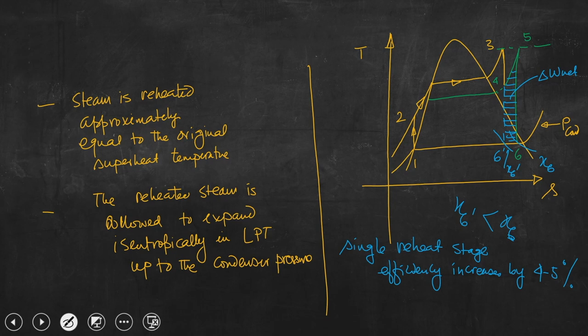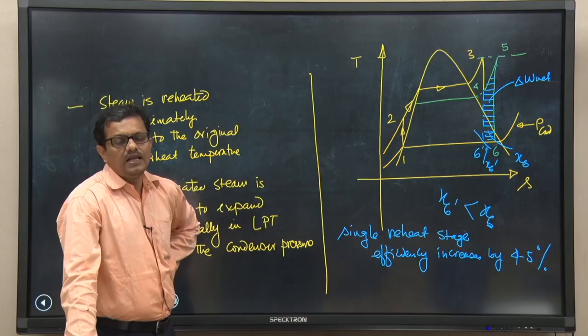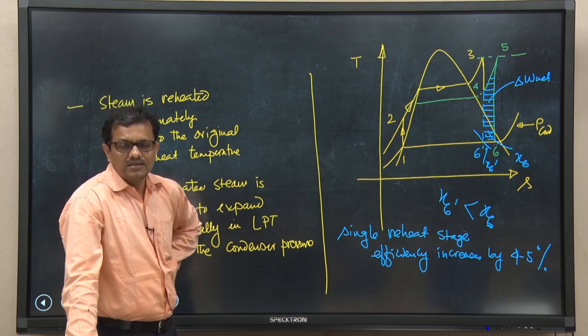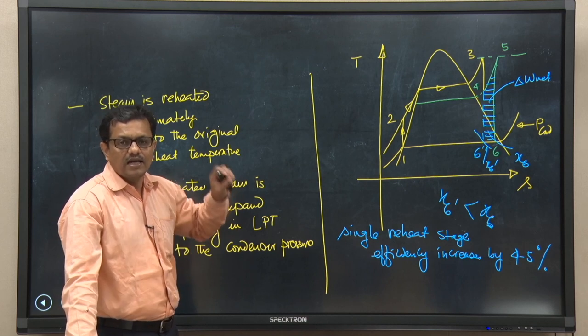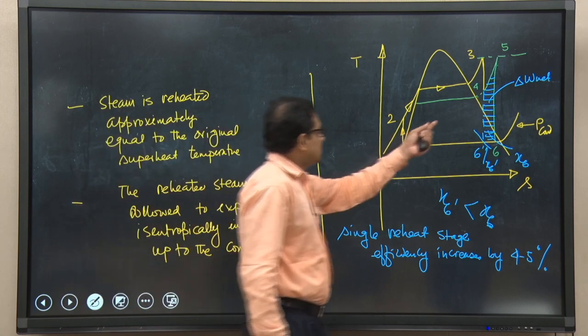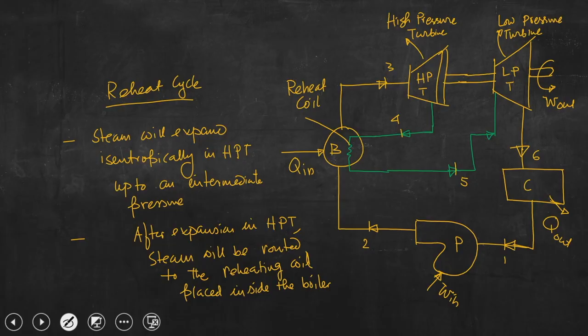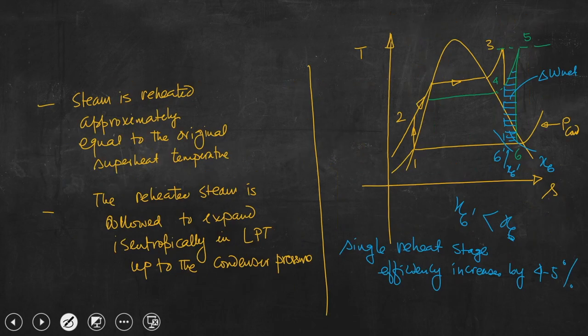Now, why is it so? By reheating the steam, we are essentially increasing the average temperature at which heat is added in the cycle. If we go back to the previous classes, thermal efficiency will increase if we increase the average temperature at which heat is added to the higher temperature part of the cycle. So, by reheating the steam, because of such a complex arrangement, we are increasing the average temperature at which heat is added to the cycle, and due to this, we can have this increase in thermal efficiency. So, by having a single reheat, we can increase efficiency by 4 to 5%.